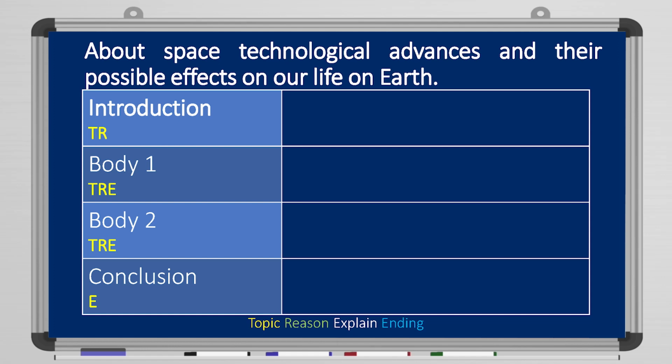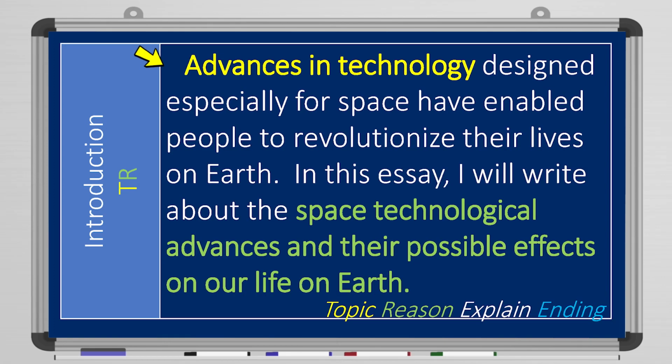Let's look at the introduction. Advances in technology, this is our topic, designed especially for space exploration, have enabled people to revolutionize their lives on Earth. This is our hook. I've mentioned my topic in the hook. In this essay, this is my point of view, I will write about space technological advances and their possible effects on our life on Earth. So I'm writing about space technological advances and their effects on Earth. Notice that I took the sentence from the question. Very easy, very simple.